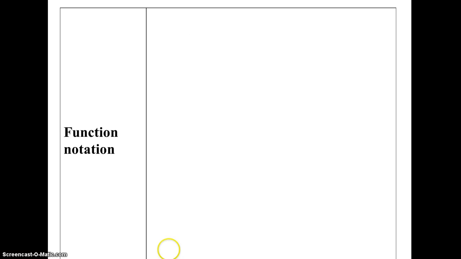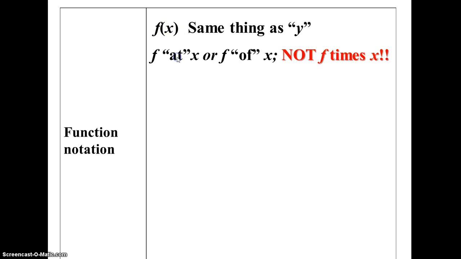Okay, so some more notation. So function notation, this is very important. This can be treated like your y value. Say you had an equation, maybe it was in slope-intercept form. You could replace the y with this new function notation called f of x. Sometimes people say f of x, sometimes they say f at x. It never, ever, ever means f times x. This is simply a notation device. These parentheses do not mean multiply.